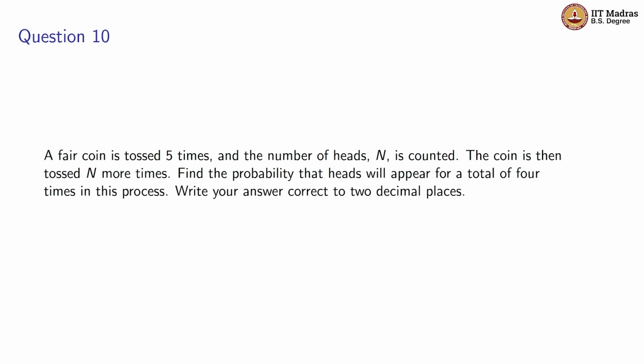Now coming on to question number 10. Question number 10 says that a fair coin is tossed 5 times and the number of heads n is counted. The coin is then tossed n more times. Find the probability that head will appear for a total of 4 times in this process.